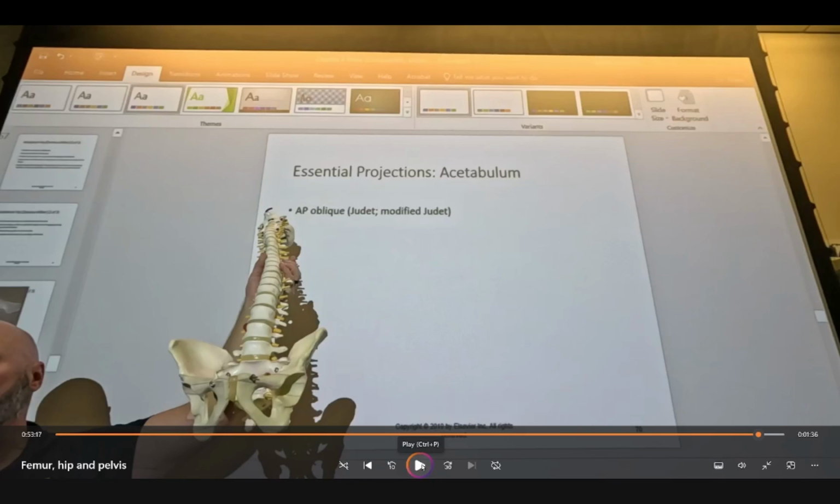And the Taylor method is also referred to as the outlet projection. So what we do with the Taylor method is we angle our central ray 20 to 35 degrees cephalic for men and 30 to 45 degrees cephalic for women. So the purpose in this is to put the central ray perpendicular to the anterior pelvic bone, so you see them like you're seeing on the video right now. So you can kind of see them.